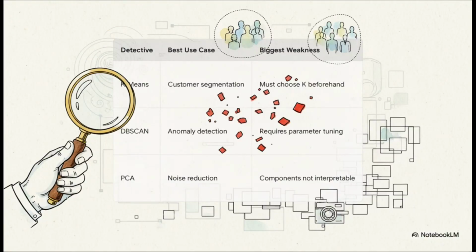So look, the most important thing is knowing which detective to call for which case. K-Means is your go-to for straightforward jobs like customer segmentation, DBSCAN is perfect for hunting down fraud or anomalies, and PCA is the absolute master of simplifying complex data like compressing images or reducing noise. Each one has a job and each one has its limits.